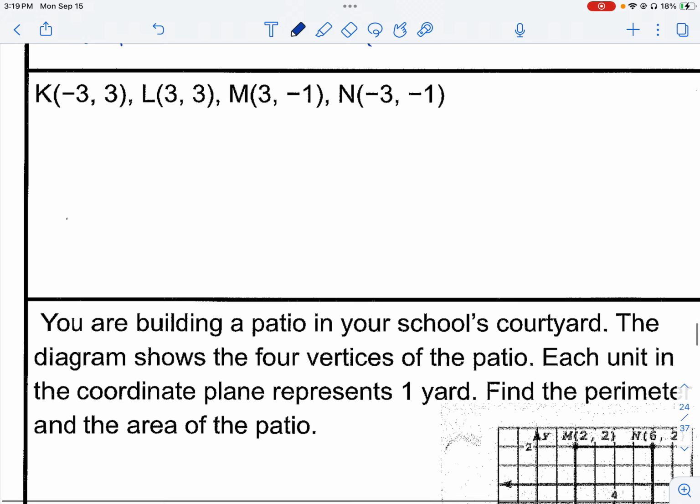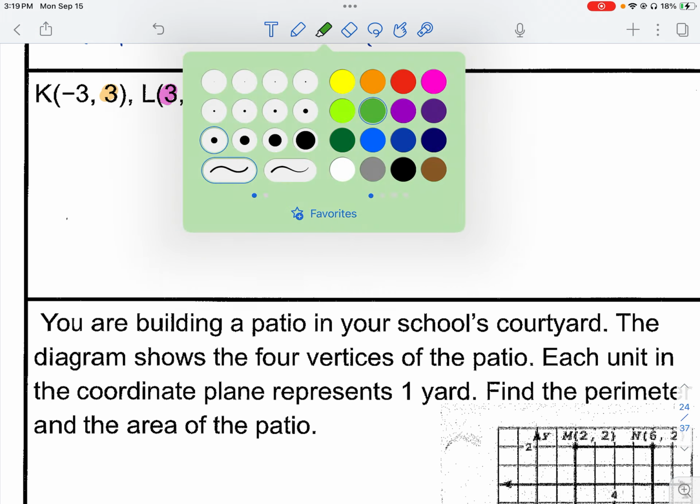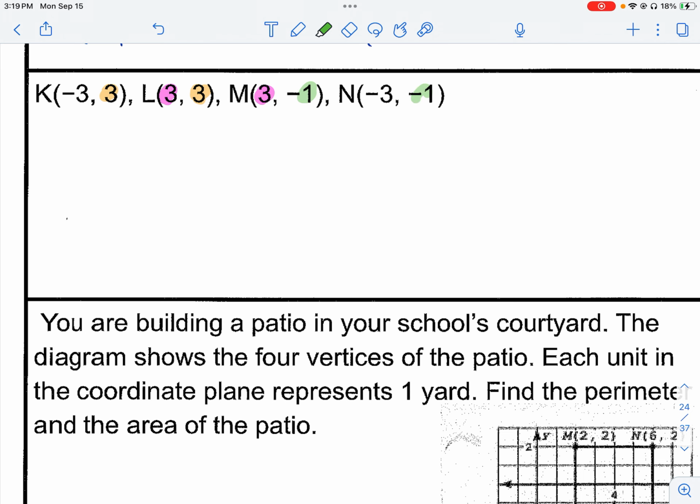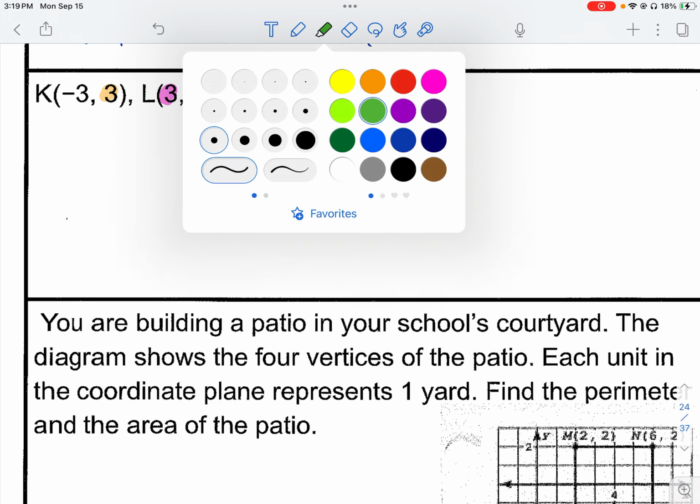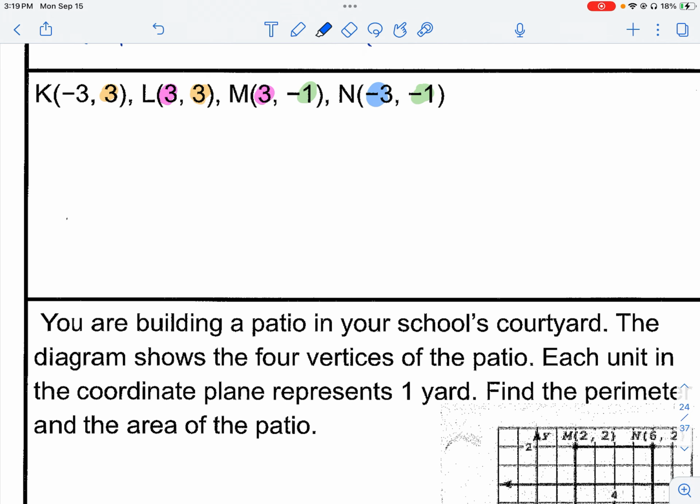Here we have a very similar problem, right? We have a horizontal line, we have a vertical line, we have a horizontal line, and then we have another vertical line. So we have 4 right angles. We have either a rectangle or a square.